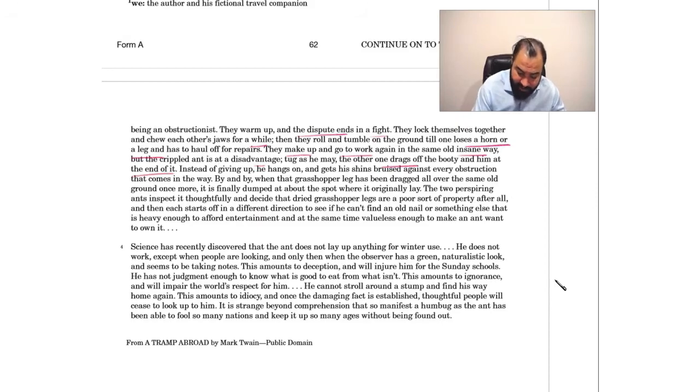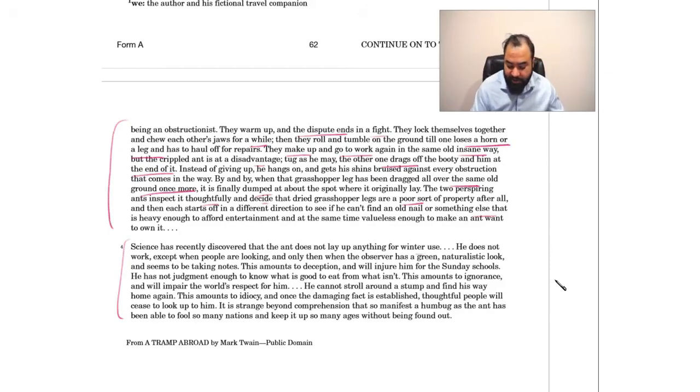So later, when they don't find the home, by and by, when that grasshopper's leg has been dragged all over the same old ground once more, it is finally dumped at about the same spot. Why? Because the two ants thoughtfully decide that the dried grasshopper's leg is a poor sort of property after all. So then each starts off in a different direction to see if he can't find an old nail or something more useless. So technically it shows how the friend wasn't smart as well. So a whole lot of confusion here. Now the conclusion says science has recently discovered that the ant does not lay up anything for winters.